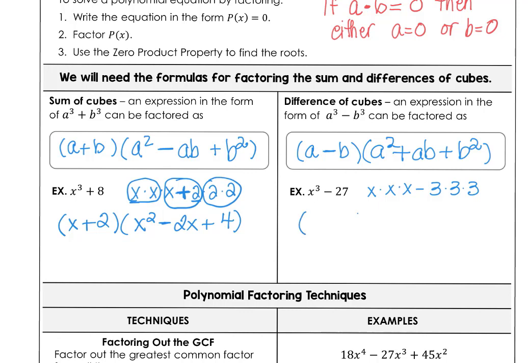And over here for the difference of two cubes, same thing. The players are x and negative 3, or x minus 3, and then taking two terms at a time, x squared, 3 times x, but we want to add it so it cancels the middle term, and 3 times 3, that would be 9. So that's a pattern you're going to need to know.